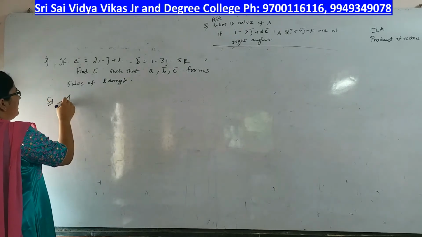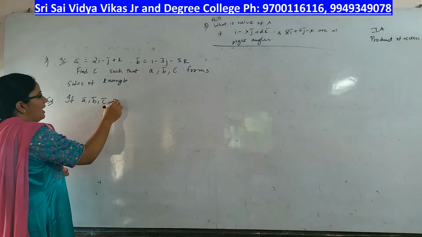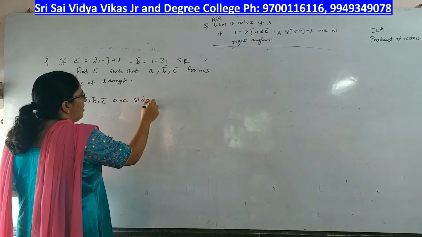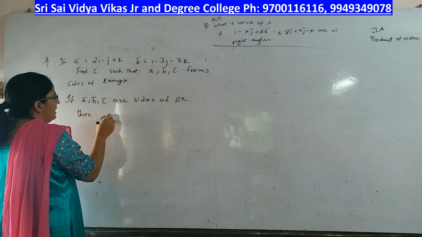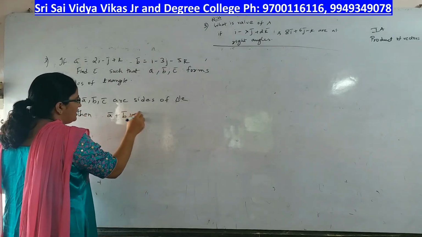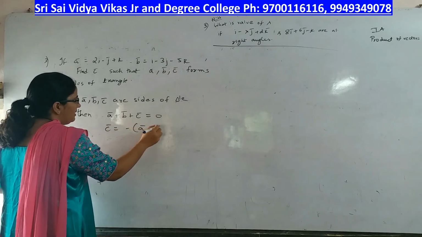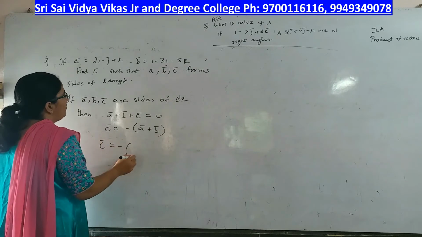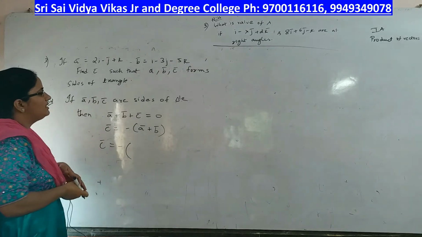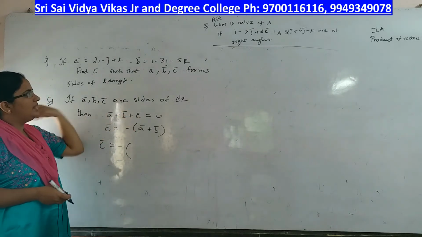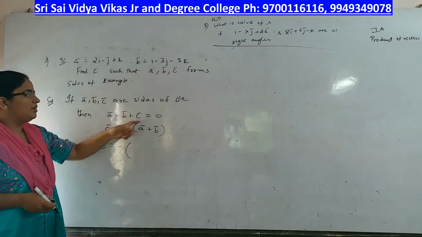Solution: if a bar, b bar, c bar are sides of a triangle, then a bar plus b bar plus c bar is equal to 0, c bar is equal to minus of (a bar plus b bar). You have to remember this as a condition. Whenever the three vectors form sides of a triangle, you have a bar plus b bar plus c bar is equal to 0.